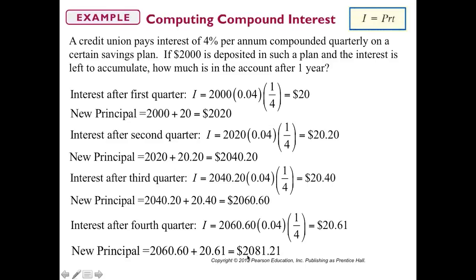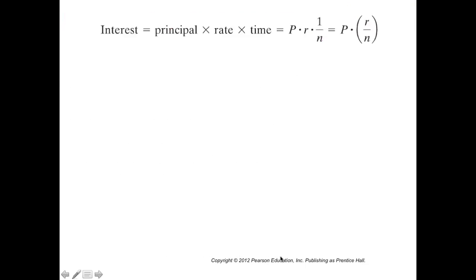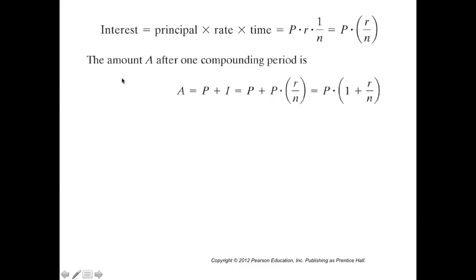Now, if we want the interest after the second quarter, we basically do the exact same thing, except we use our new amount as our principal. We know that after the first quarter, we have $2,020 in our account, so we use that as our new principal. Then again, we multiply by our rate, written as a decimal, 0.04, and our time, since we're just talking about the second quarter. Again, it's a 3-month period, which is going to be 1/4. So if you multiply all those, you get $20.20.